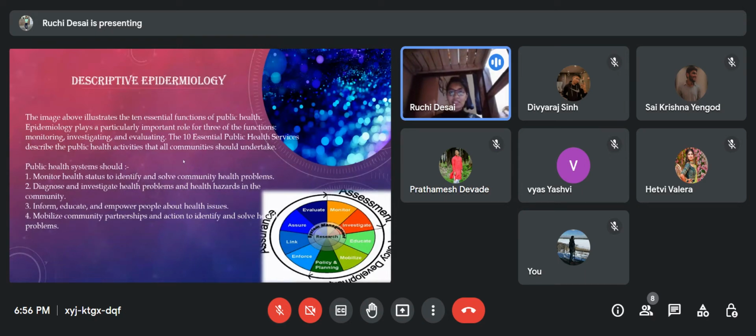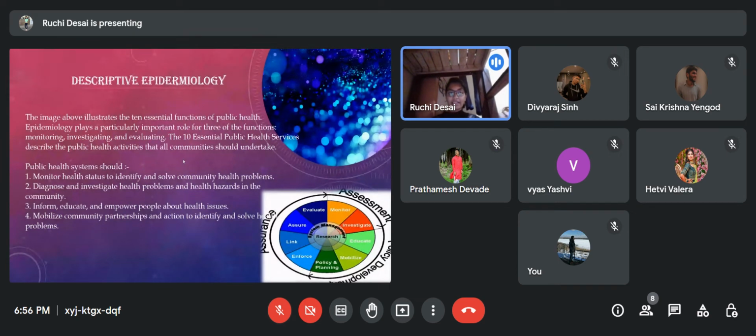The image above illustrates the 10 essential functions of public health. Epidemiology plays a particularly important role for three of the functions, especially monitoring, investigating, and evaluating. The 10 essential public health services describe the public health activities that all communities should undertake. The public health system should first monitor health status to identify and solve community health problems.